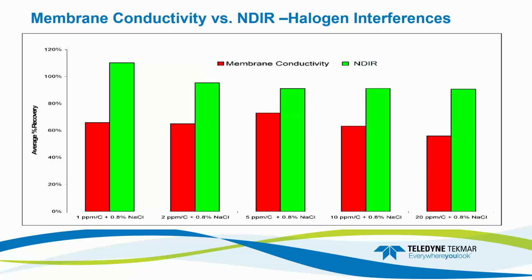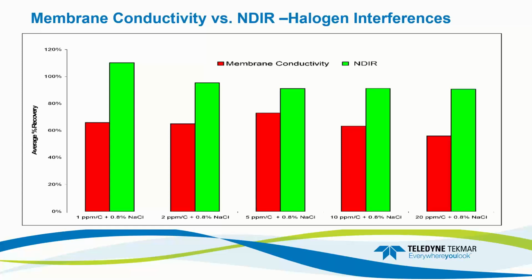So when we look at different types of detectors, we have membrane conductivity versus halogens, or sorry, NDIRs. And when we start looking at halogen interferences, obviously THMs contain halogens. And we want to make sure we're measuring certain things so we have clean working water. So what we see here is some of these halogen interferences could have an impact on certain types of techniques out there. So you want to make sure you're choosing the right technique for your right analysis at the time.